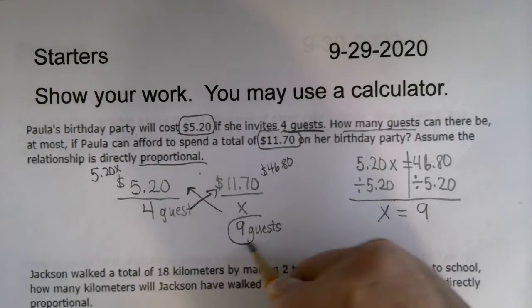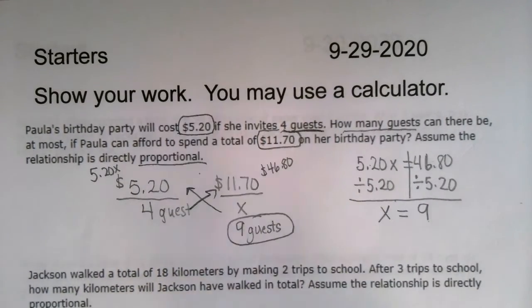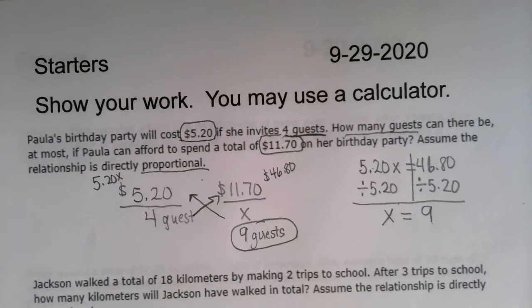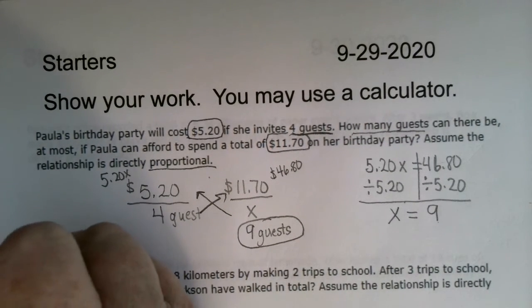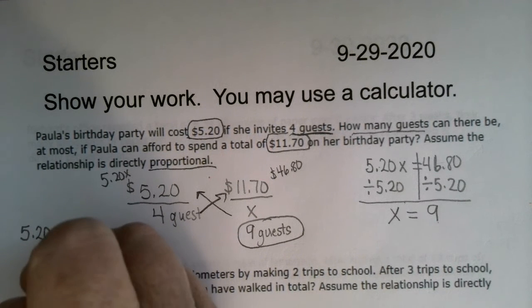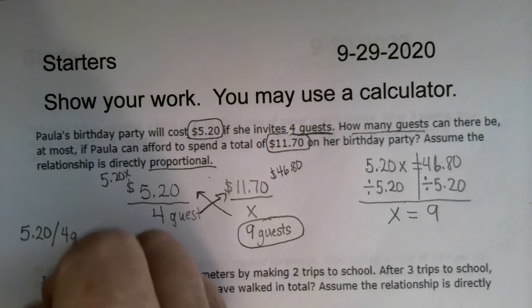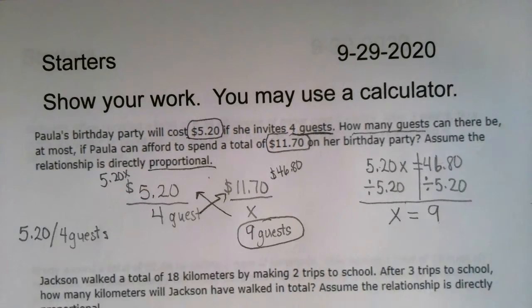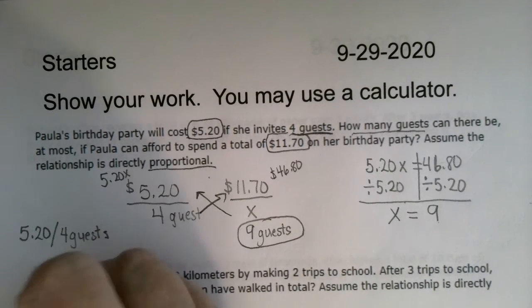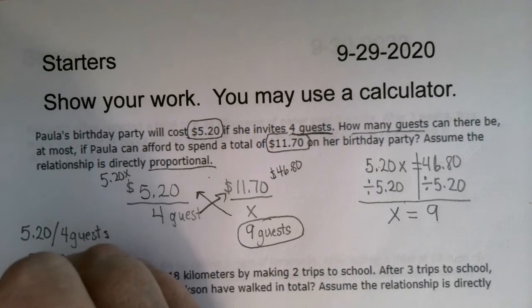if I can spend at most $11.70. You could have also solved that by getting a unit rate. So if it's $5.20 for 4 guests, to get 1 guest, which is a unit rate, we would do $5.20 divided by 4, which is $1.30 for each guest.